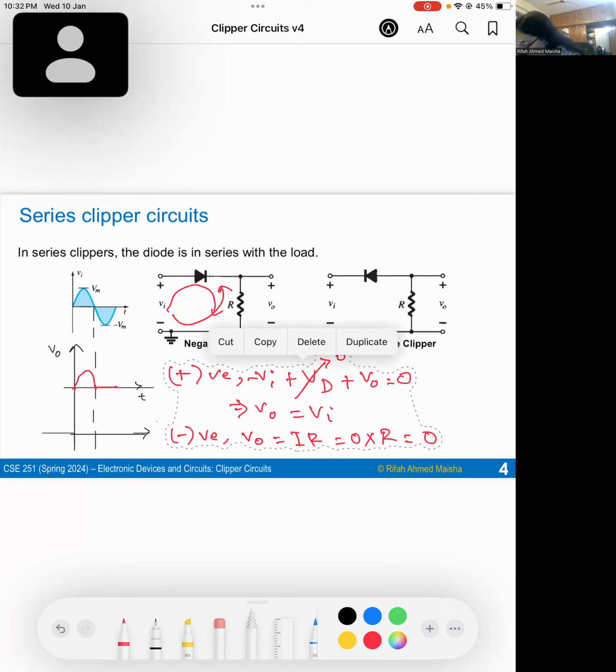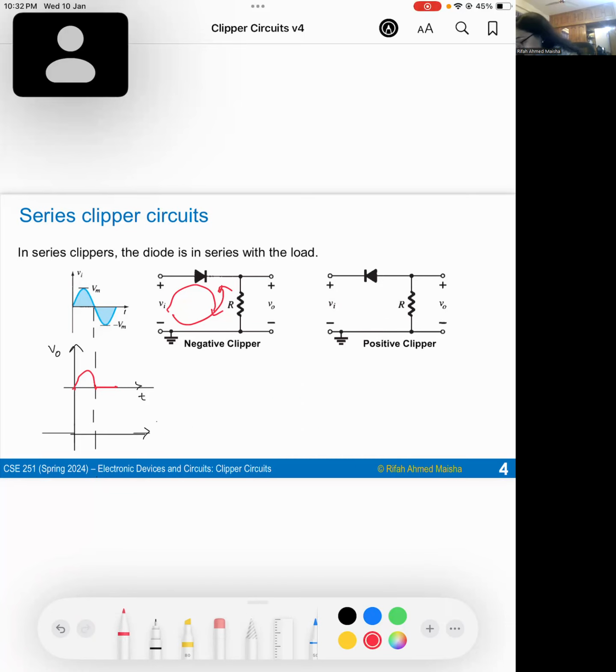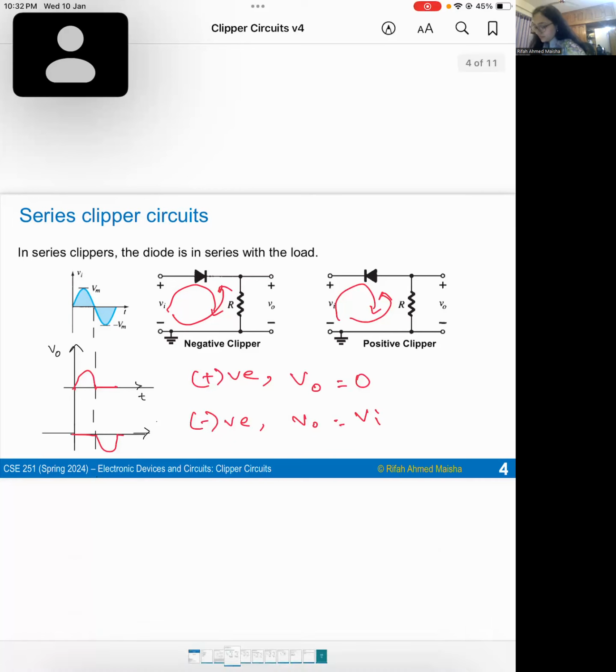For figure 2, if we apply the positive half cycle, the diode is reverse bias. That's why the output is an open circuit, and the output voltage is 0. And during the negative half cycle, the diode is forward bias and output voltage equals input voltage. Here the positive part is clipped off, that's why it is a positive clipper.